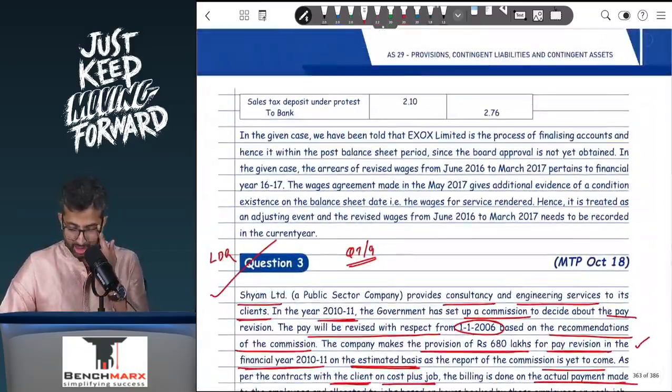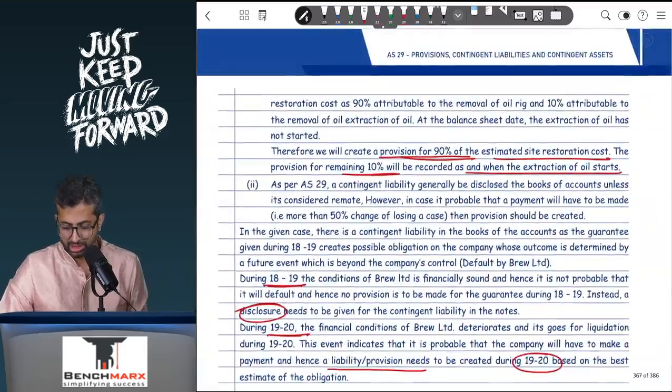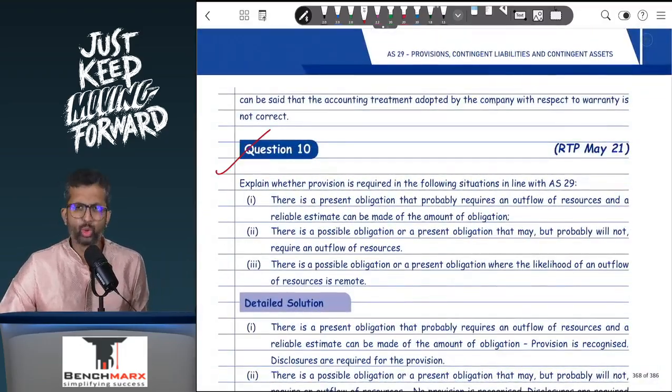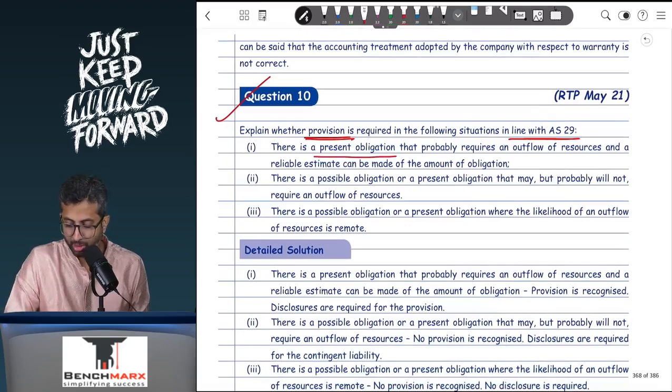Little debatable this question, but we have just given you the gist of what the institute has done. Next you go to question number 10. It's more like a theory question. Explain whether a provision is required under the following situations as per AS 29. There is a present obligation that probably requires an outflow of resources, and a reliable estimate can be made of the amount of the obligation. Should you create a provision?